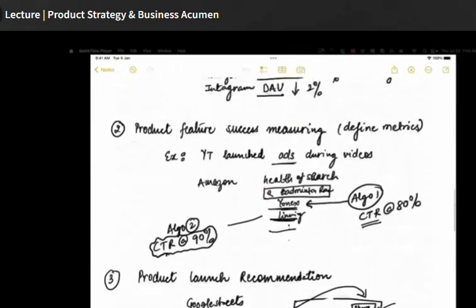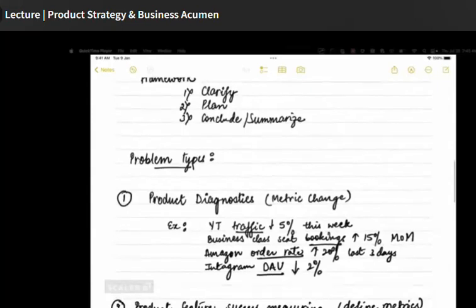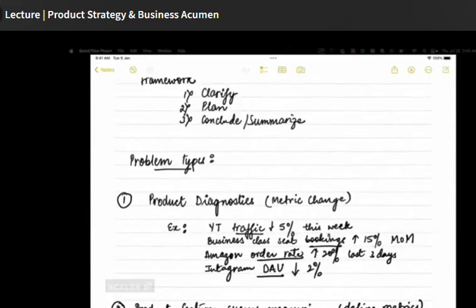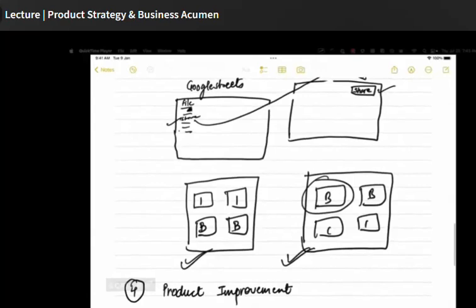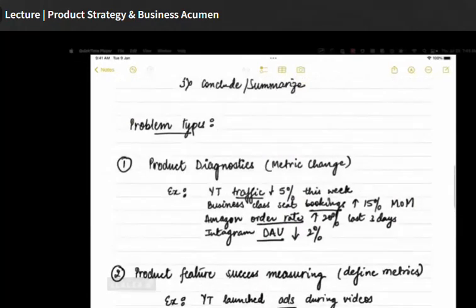So repeating it again, product diagnostics, product success, which we define metrics, then product launch recommendations, and product improvement. These would be, but again, I'll just write it non-exhaustive, okay? There could be other types of problems too, but these would be the major covering ones.